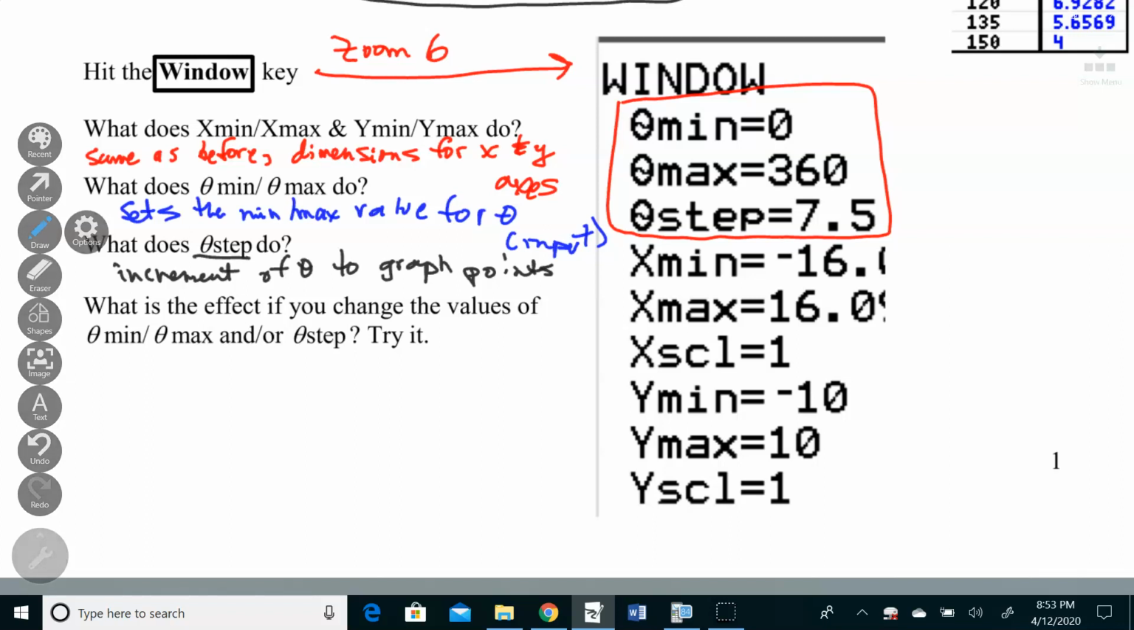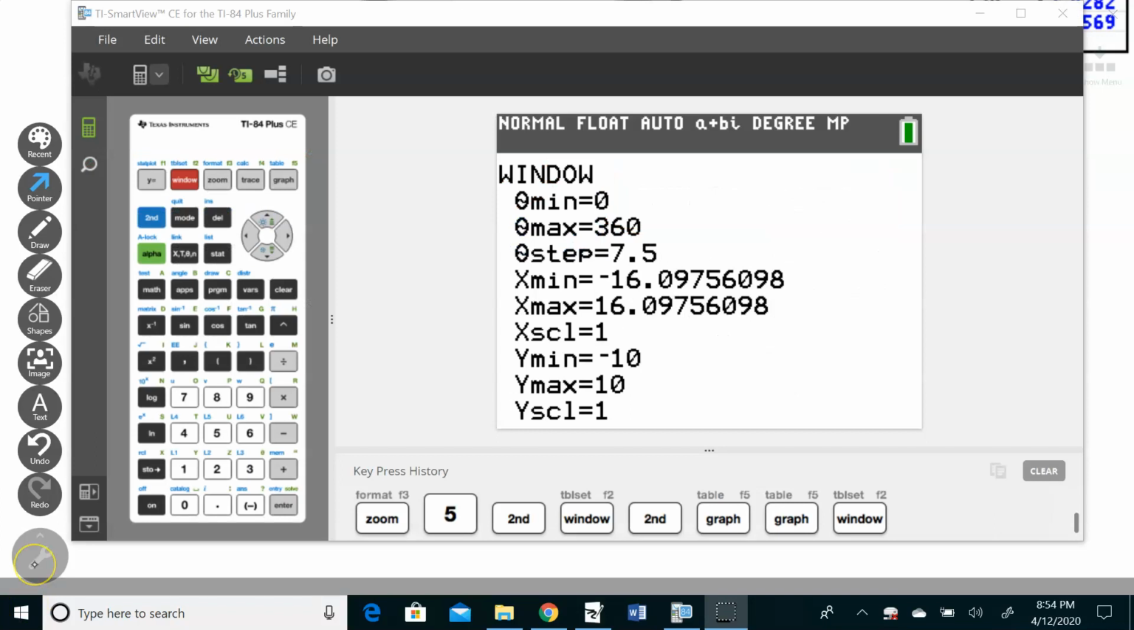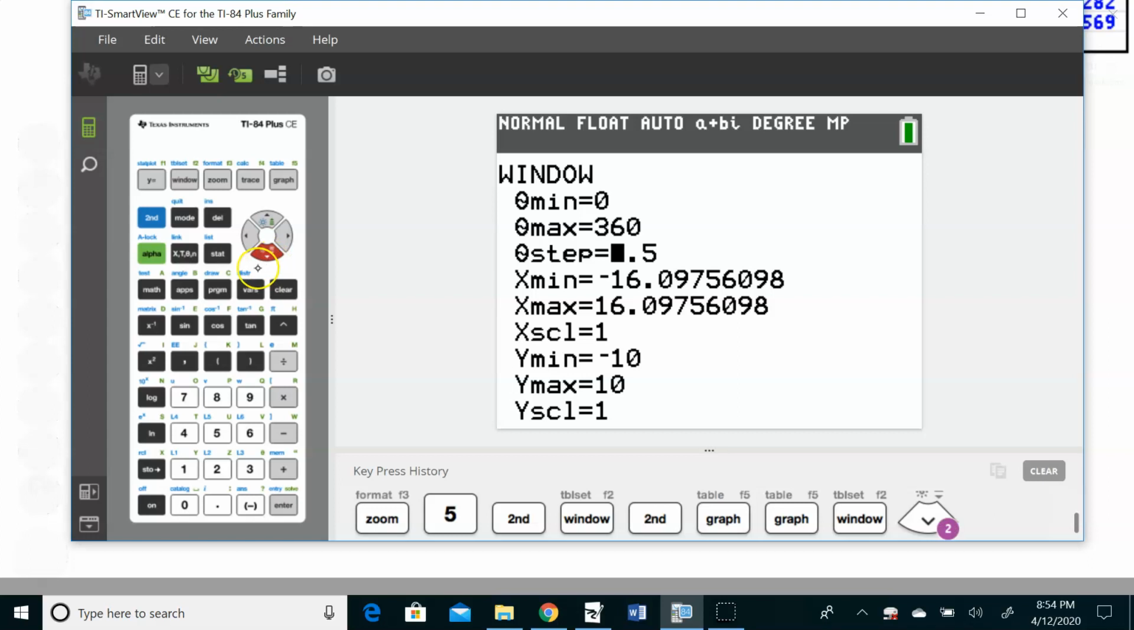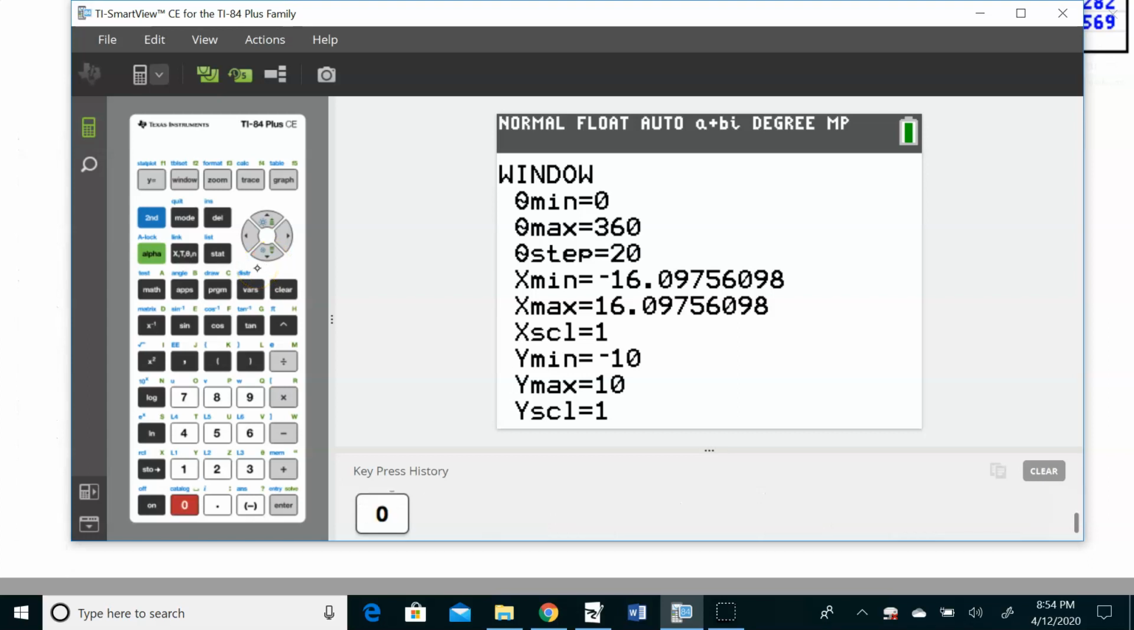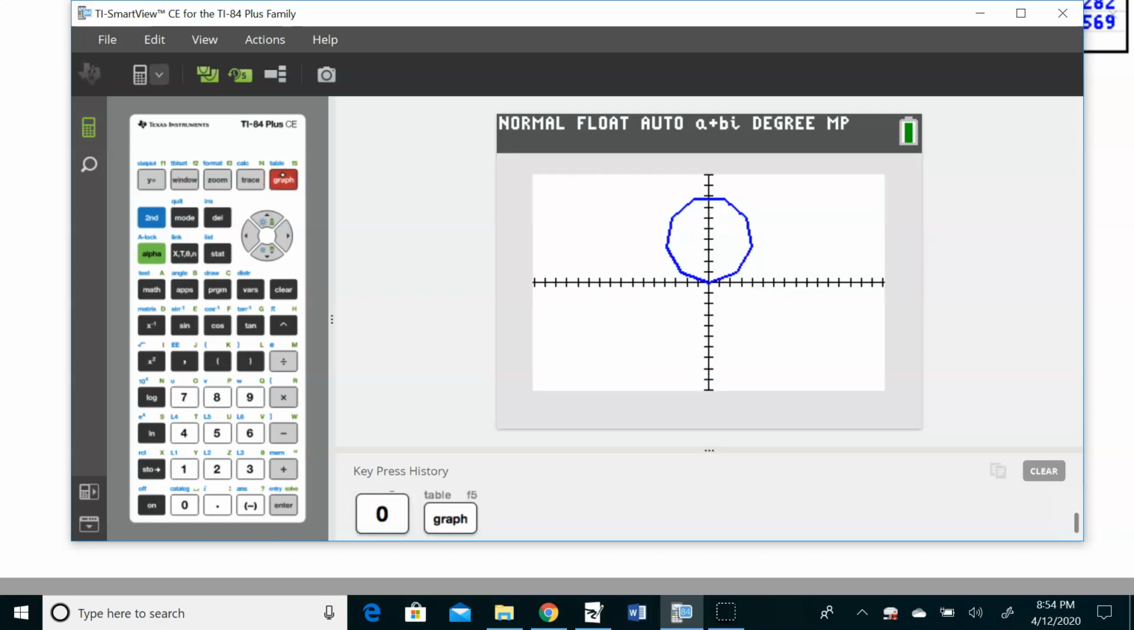Let's talk about what happens if we play with our theta min and theta max, our theta step. What happens to the graph? So right now I'm in my window, and my theta step is 7.5. If I change this to something like 20, that means it's going to start at 0 and draw a point every 20 degrees. Well, let's see what this graph looks like. It doesn't look as good as before. It's drawing the same graph as before, but see these points? It's at 0 degrees, 20, 40, 60, 80. It's drawing a point every 20 degrees and is connecting a straight line between those points.